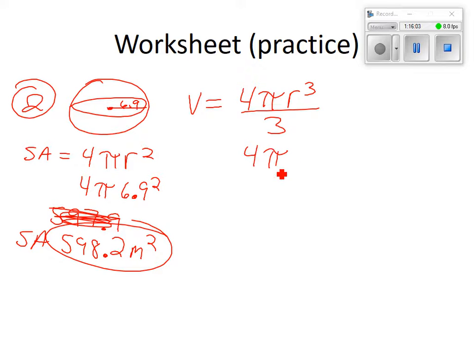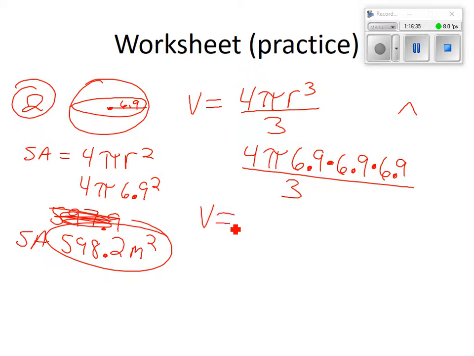6.9. So you got 4 times pi times 6.9. Now when I do this, because it's too hard for me to punch in on the calculator, that little caret and stuff to do to the third power, instead of putting 6.9 to the third power, I put 6.9 times 6.9 times 6.9. Just punch it in. You can do the little caret thing if you like. I got 4,128. Once you get that answer, what are you going to do to it? Divide it by 3. Somebody give me the final answer.